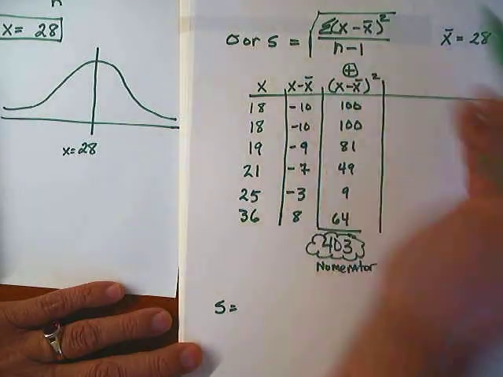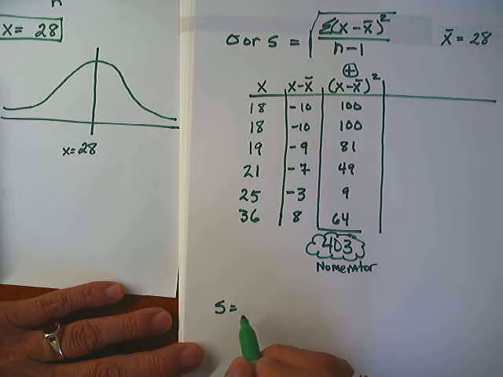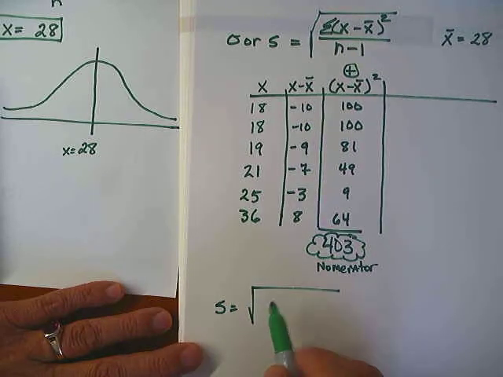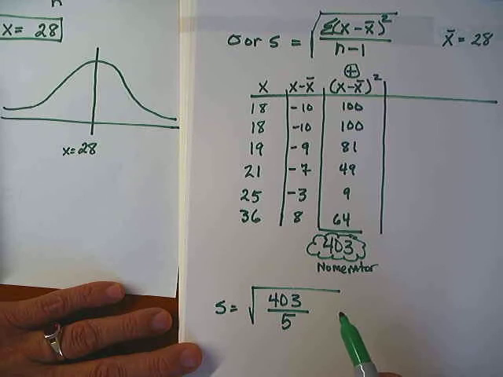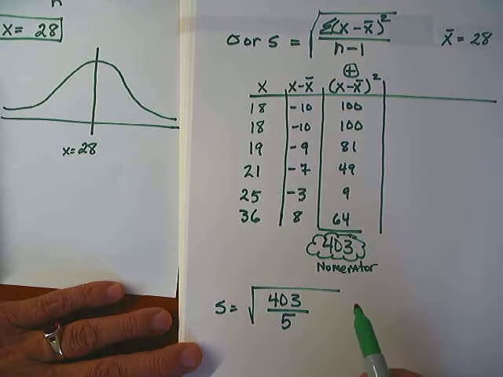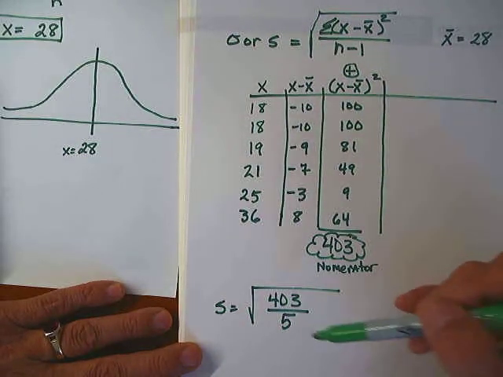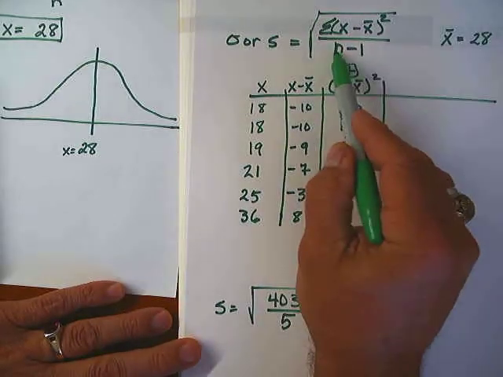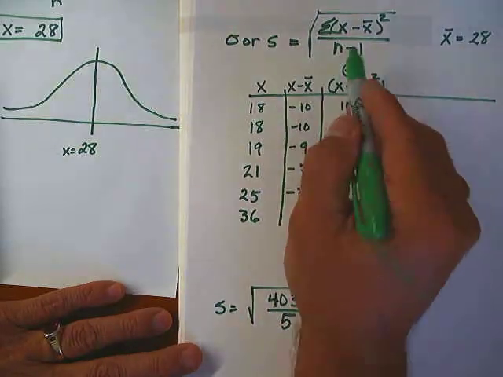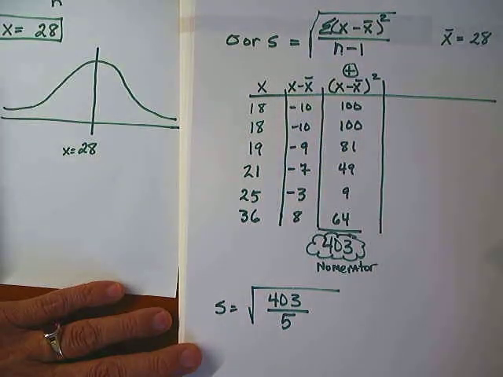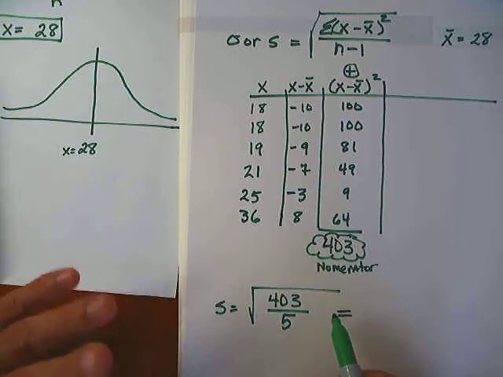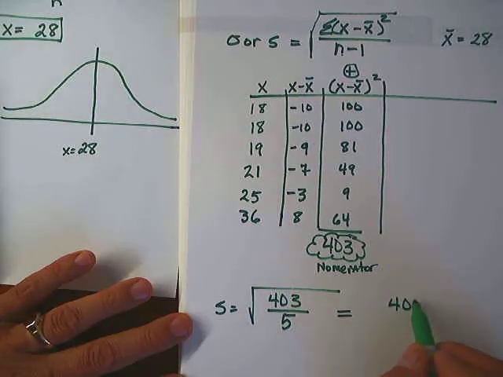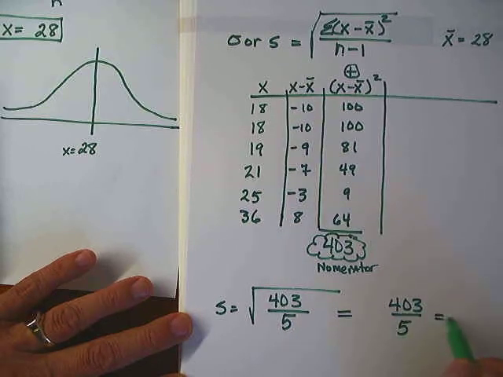So S is equal to the square root of 403 over n minus 1, which will be 5. And remember, n is 6. I usually teach this class and I get, where'd 5 come from? Well, 6 minus 1 is 5. You can't forget that n is equal to 6 in this problem.